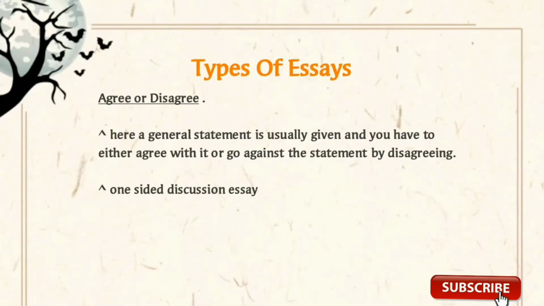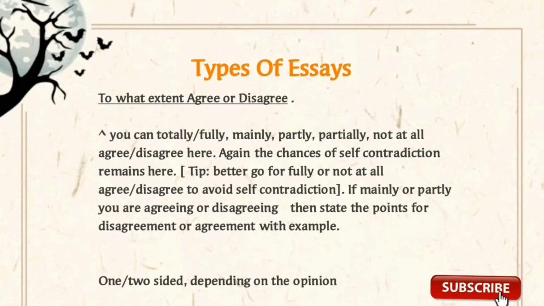Now, in agree or disagree, here a general statement is usually given and you have to either agree with it or you can also go against the statement by disagreeing. So basically, it is one-sided discussion essay. So here the method that I followed was sticking to one side. That is, only stating whether I was agreeing or stating whether I was disagreeing to that general statement. So if you are getting the question like, to what extent do you agree or disagree?